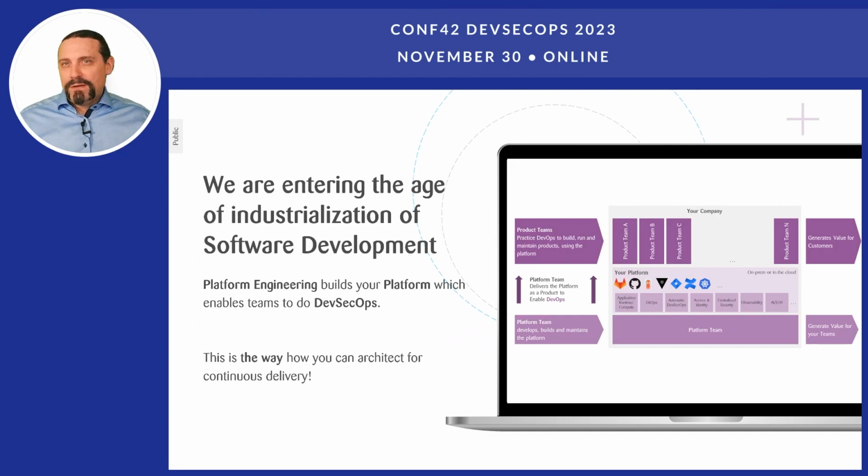As you can see, we are entering the age of industrialization of software development. Platform engineering is the key to build this platform which enables the teams to do DevSecOps. And this is the way how you can architect for continuous delivery.